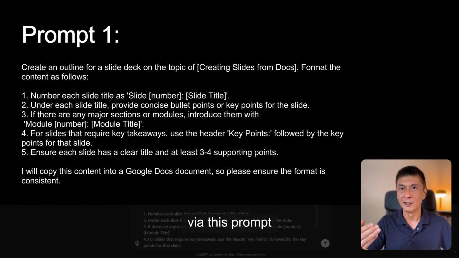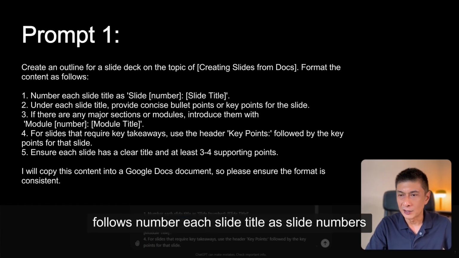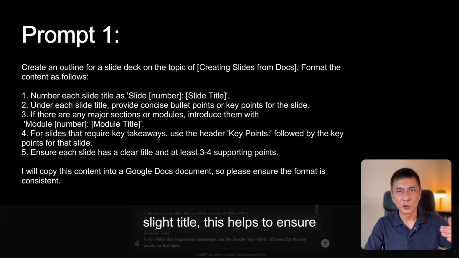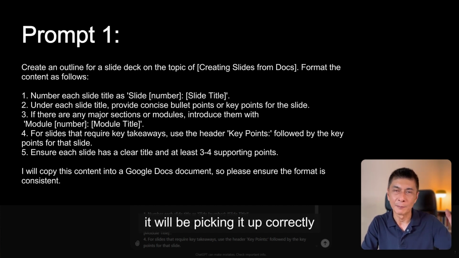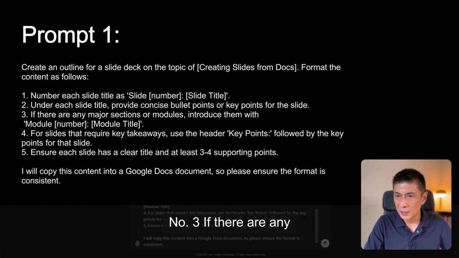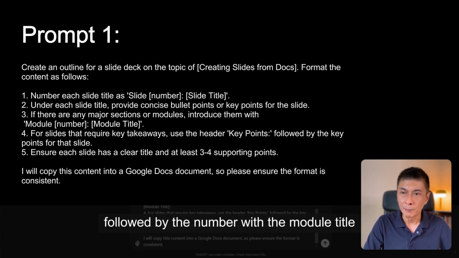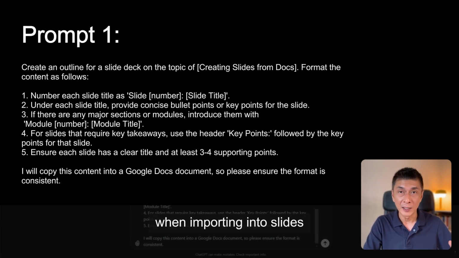create via this prompt. So the next step will say format the content as follows: number each slide title as slide number slide title. This helps to ensure the formatting is properly controlled so that when we import into slides, it'll be picking it up correctly. Step number 2, under each slide title, provide concise bullet points or key points for the slide. Number 3, if there are any major sections or modules, introduce them with module followed by the number with the module title. So again, this is to help the formatting when importing into slides.